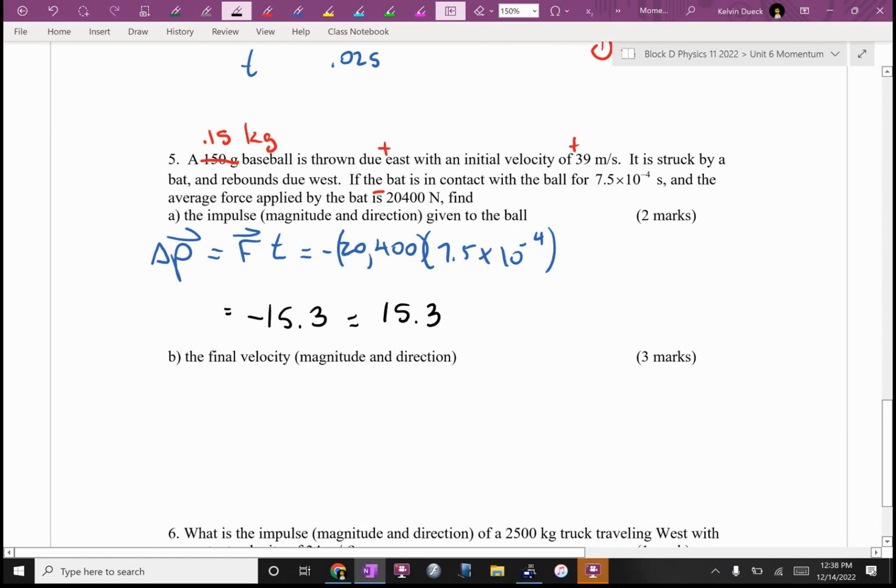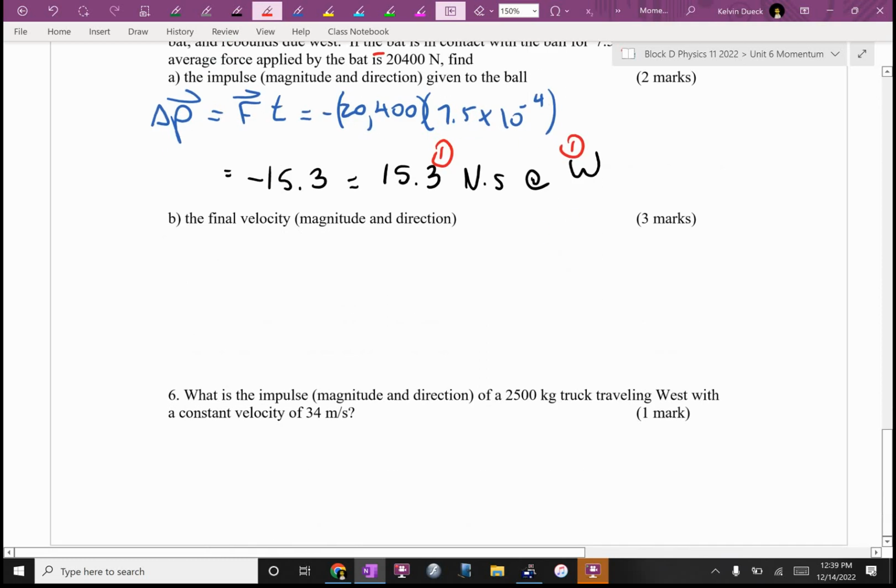If you said kilogram meters per second, I'm fine with that. I chose to write newton seconds just because I'd gone force times time to get this. That was in my brain. But if you said kilogram meters per second, that's fine. Direction. I got a negative answer. Which direction is negative? Again, I would give you 1 mark for the magnitude, 1 mark for the direction.